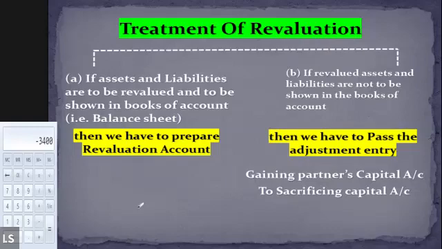Number two, if partners are of the opinion that they won't be showing the revised value of the asset and liability in the books of account, then they need to pass the adjustment entry. The adjustment entry will be the same as in any other case. We'll be passing the general entry, that is, gaining partners' capital account debit to sacrificing partners' capital account credited.